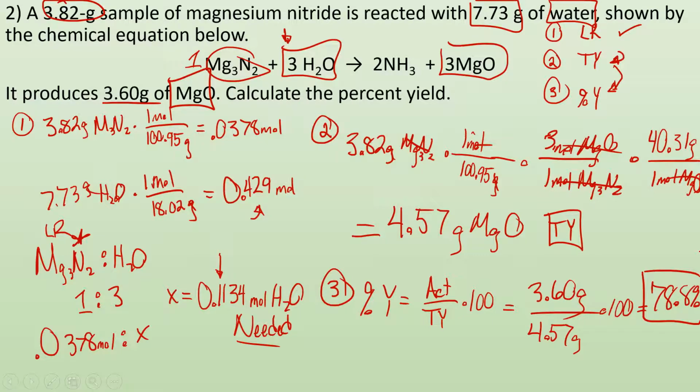These problems are long and obnoxious because it's really 3 problems, right? We got to first figure out what's my limiting reactant. Then what's my theoretical yield? Then, and only then, can you figure out the percent yield.